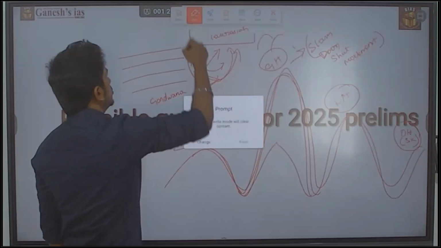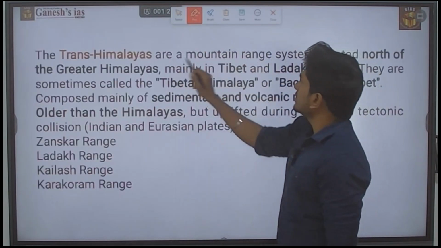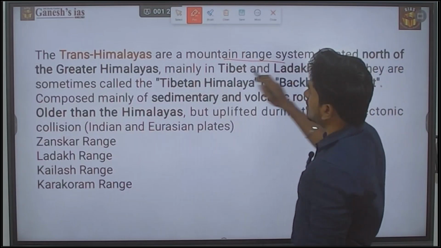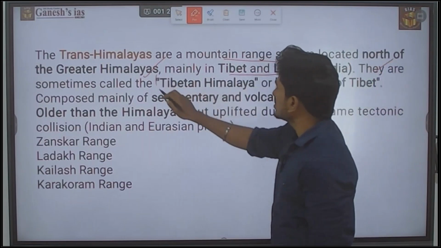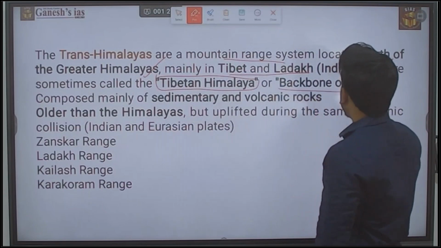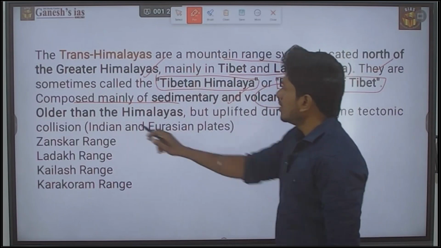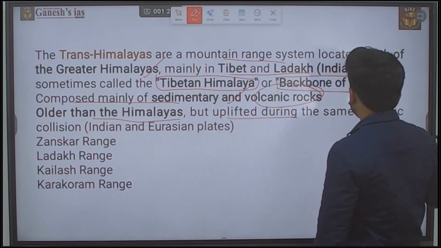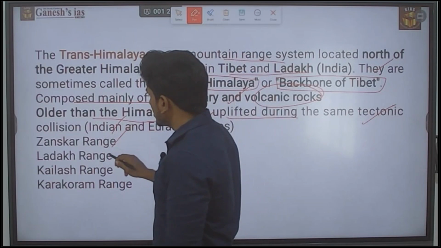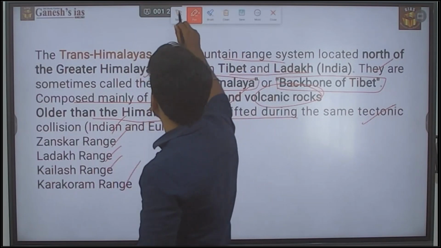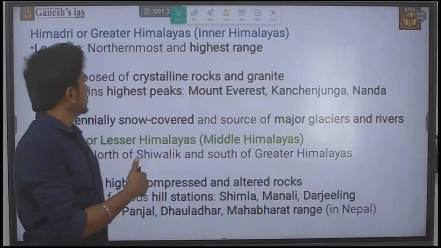Now we are going to discuss the features of every Himalaya. First is the Trans Himalaya. The Trans Himalaya is the mountain range system located in the north of the Greater Himalayas, mainly in Tibet and Ladakh. They are sometimes called Tibetan Himalaya or backbone of Tibet. They are composed mainly of sedimentary and volcanic rocks, older than the Himalayas but uplifted during the same tectonic collisions of the Indian and the Eurasian plate. The ranges in this are Zanskar, Ladakh, Kailash, and Karakoram range. So please make a note. They may ask about these latitudinal divisions of the Himalaya and also their features.